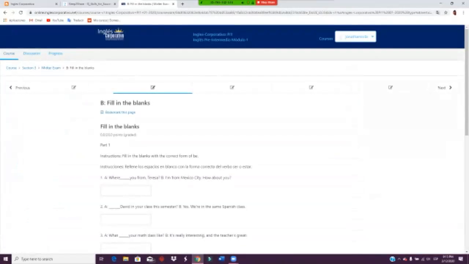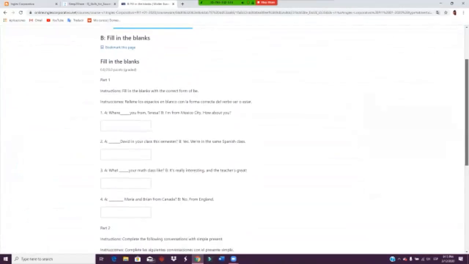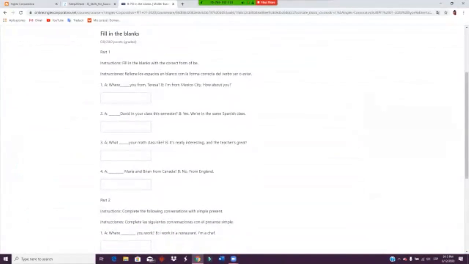So let's do this one together. Okay, so part number one, fill in the blanks with the correct form of verb be. Okay. So, for example, here, where you from, okay? So, please, in this section, you use the form of verb be, am, is, or are, okay? So, let's do it.